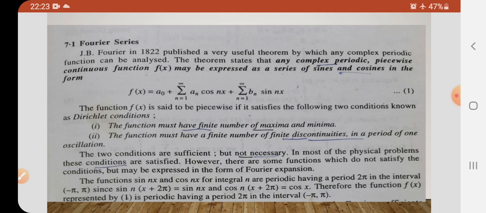The functions sin nx and cos nx for integral n are periodic, having a period 2 pi in the interval minus pi to pi. Okay, since we know sin(nx + 2 pi) equals sin nx and cos(nx + 2 pi) equals cos nx, we can see the function f(x) represented by equation 1 is periodic, having a period 2 pi in the interval minus pi to pi.